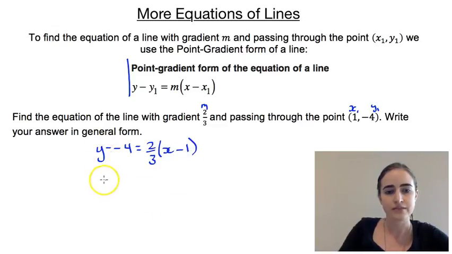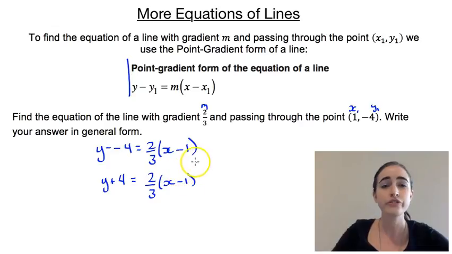Now we'll simplify this double negative here. So we'll have y plus 4 equals 2/3 outside of x minus 1. There's a few different things we could do here. The first instinct some people will have is to multiply out that bracket, so expand it out. And you can do that, but because we're trying to write our answer in general form, we know that we don't want any fractions in our answer at all. So what we might do instead to make it a little bit nicer is multiply everything through by 3.